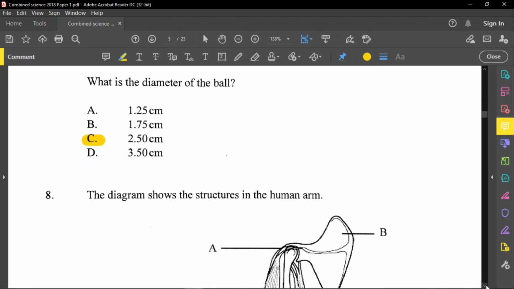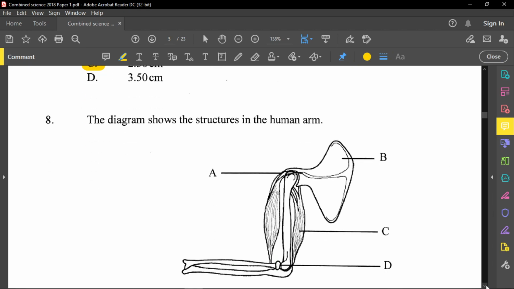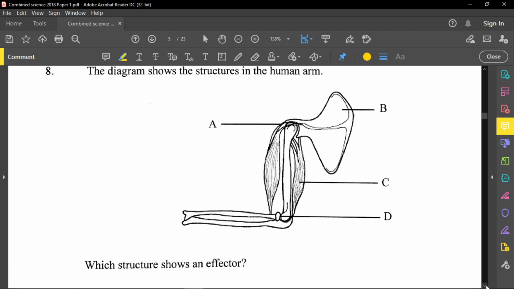Now, number 8, a diagram shows the structure of the human arm. And so that's what the action is. Which structure shows an effector? And remember that effectors are inside of muscles. All right, effector cells are inside of muscles. So C is the only muscle shown, so C will be your answer right there.